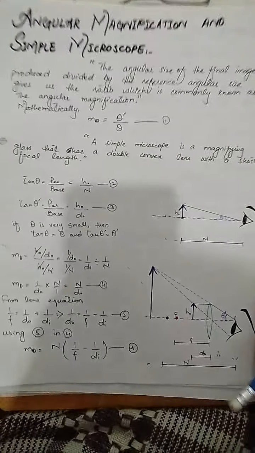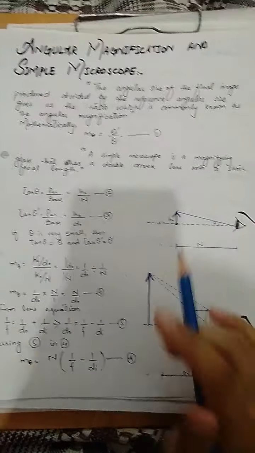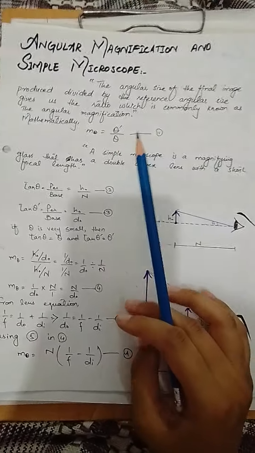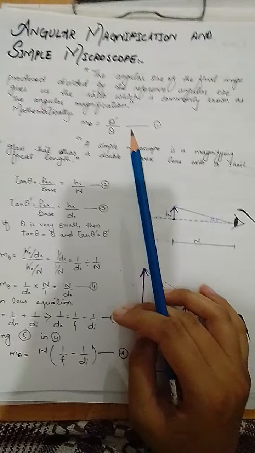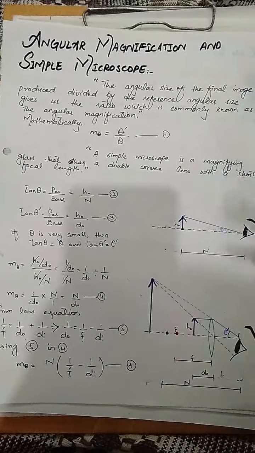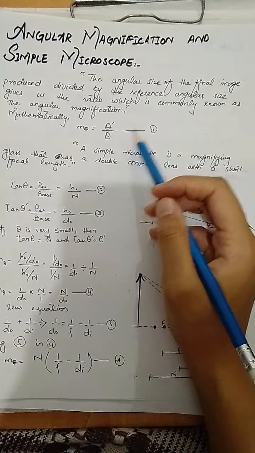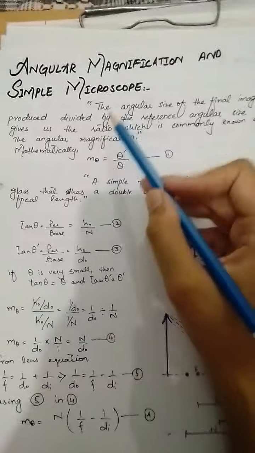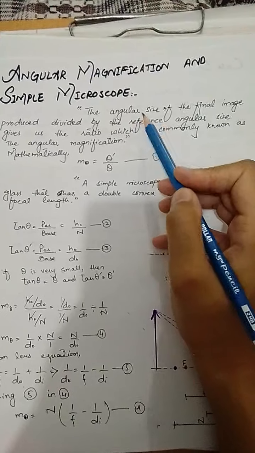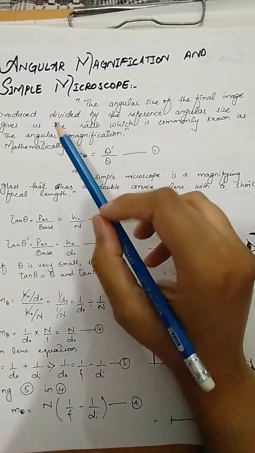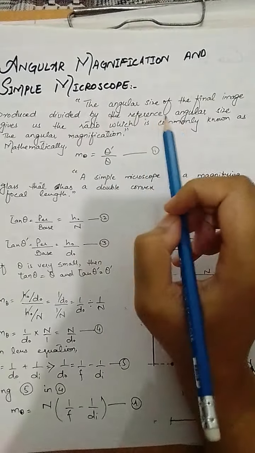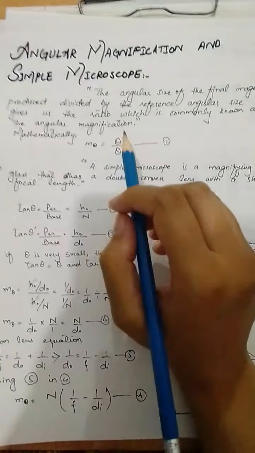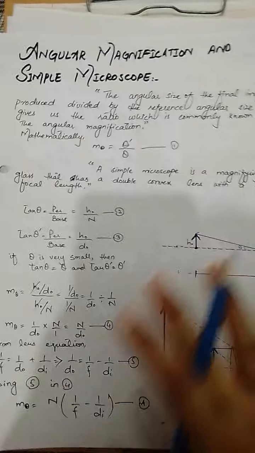Dear students, today our topic is angular magnification and simple microscope. This is going to be a very simple topic if you have already studied the previous topics about lens and the lens equations. The angular size of the final image produced divided by the reference angular size gives us the ratio which is commonly known as the angular magnification.